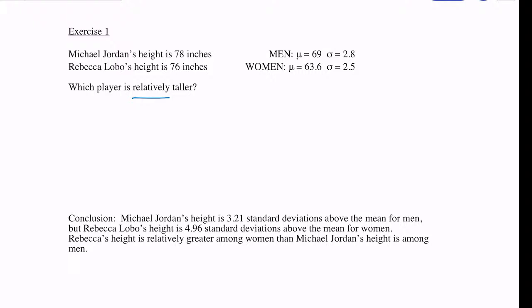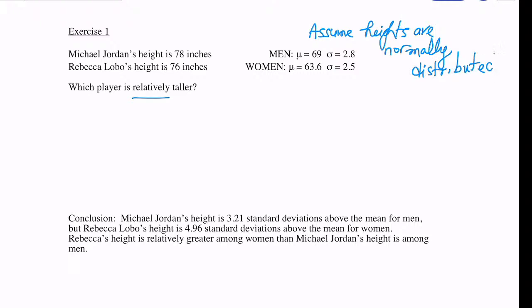Notice I put them as the symbols mu and sigma. So what I'm saying is that I'm assuming heights are normally distributed to do what I'm about to do. So what do I do? How do I figure out who is the taller given this information?